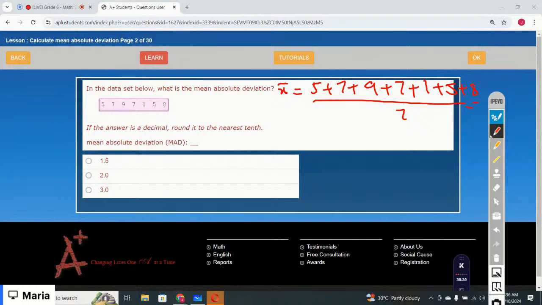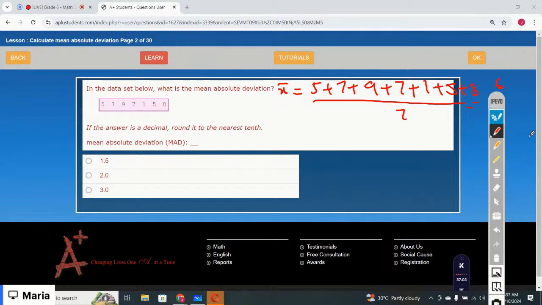5 plus 7 plus 9 plus 7 plus 1 plus 5 plus 8. So the sum is 42, and 42 divided by 7 is 6. The correct option is 6.